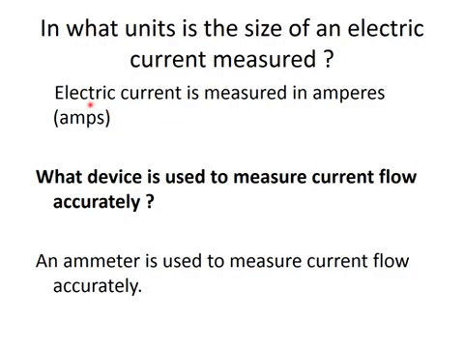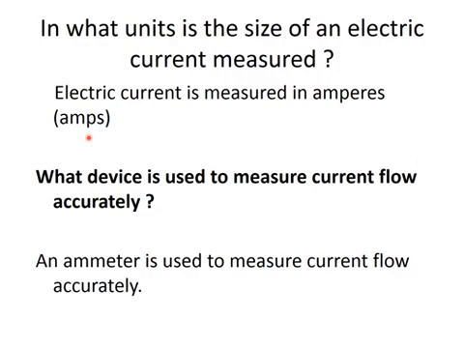The answer of the question is, electric current is measured in amperes, or simply we write amps. So the unit of measurement in which we measure the electric current, the unit we use is ampere, or simply we can say amp.